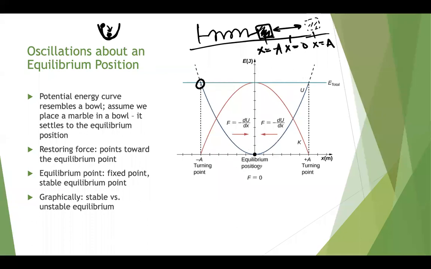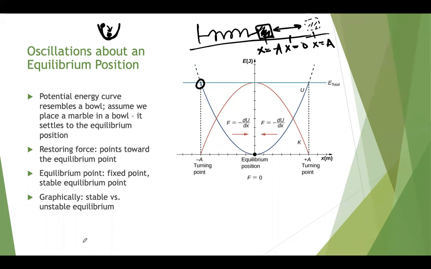Now, the restoring force, which is the force that is trying to get it back to the equilibrium point, will always point towards the equilibrium position, okay? So it always wants to go back to equilibrium, okay? The equilibrium point is a fixed point, and the system will be stable at that point, okay? And it's also called the stable equilibrium point. Okay, it's got a couple of names.